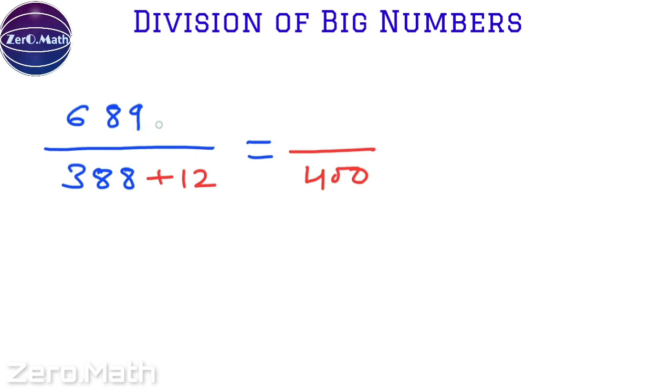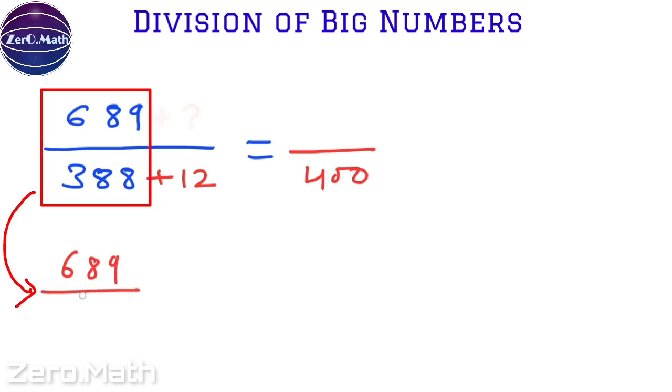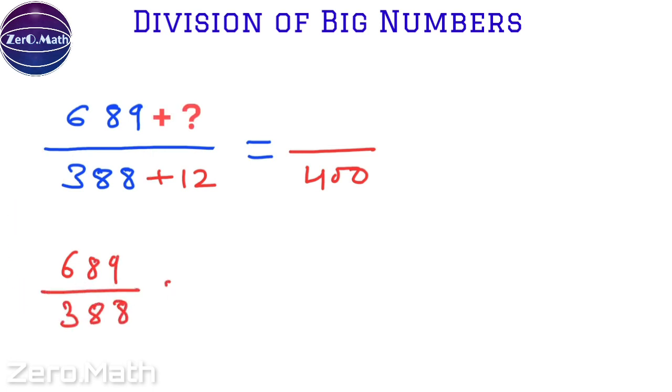Now the question is, what should we add to the numerator since I'm adding 12 to the denominator? To find it out, we will find the approximate unit value of 689 by 388. So 689 is approximately equal to 700 and 388 is approximately equal to 400. If we divide 700 by 400, we are going to get approximately 2, because 400 times 2 is 800. So it will be approximately 2.